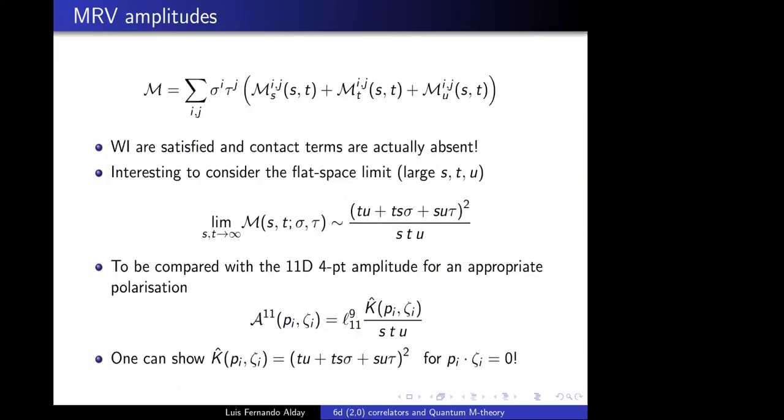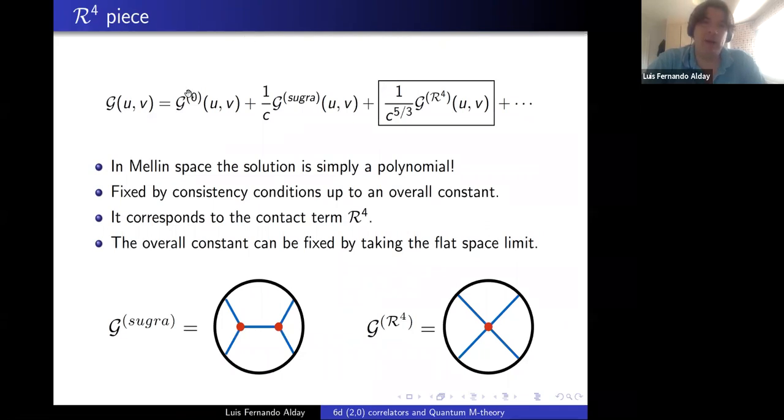Great. So before going quickly to loops, let me quickly say that we also have contact diagrams. This corresponds to the next term, this R to the 4 term. I don't want to spend too much time on them, but it happens that in Mellin space, the solution is simply a polynomial.